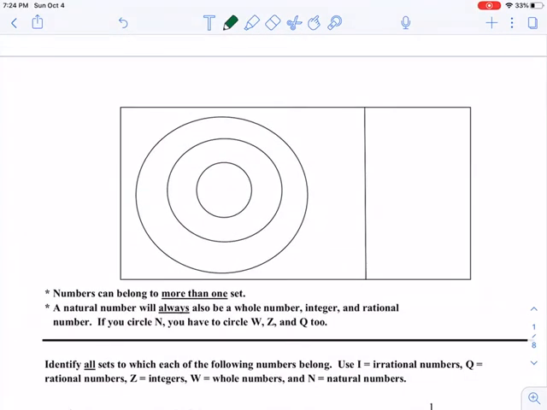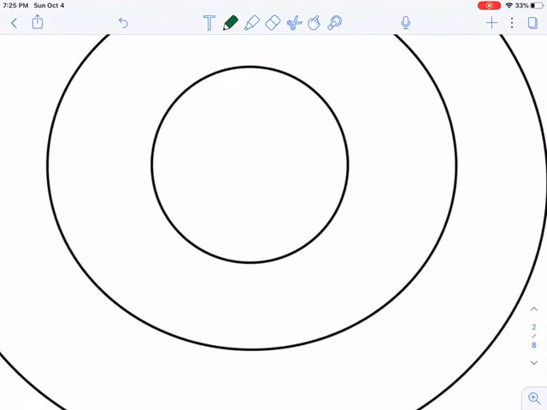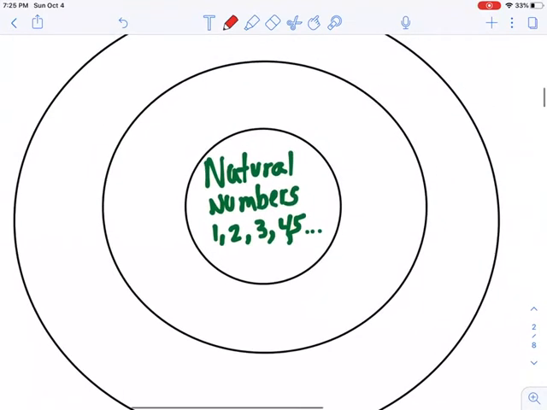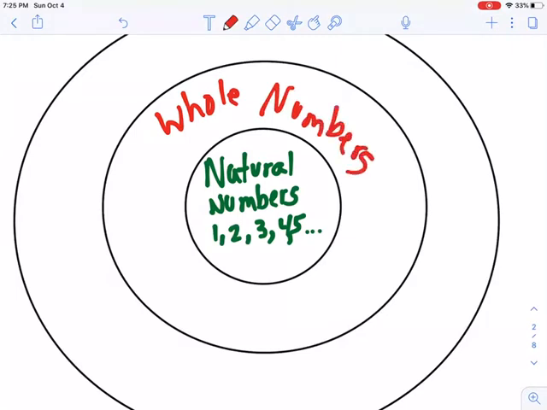All right, so we do have a chart here to differentiate between the different types of numbers. All right, so let's start with our natural numbers. Again, those are the numbers that you learned as a little child. Your counting numbers like 1, 2, 3, 4, 5, and so on. All right, and then we talk about whole numbers. So natural numbers are whole numbers as well.